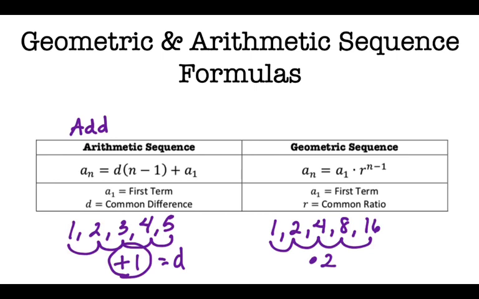And then for geometric, all the letters are exactly the same except for R, because common ratio is multiplying to get to the next number. So instead of common difference, it's common ratio. R for this example would be 2, and then you would substitute that in. N again is the term you're looking for, and A sub 1 is the first number in the sequence.